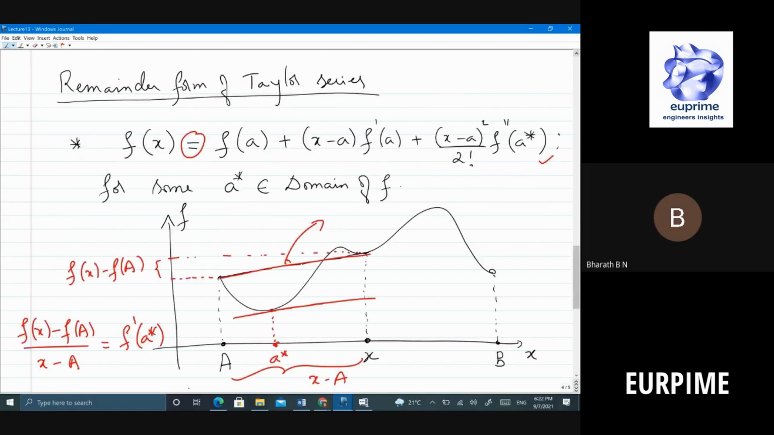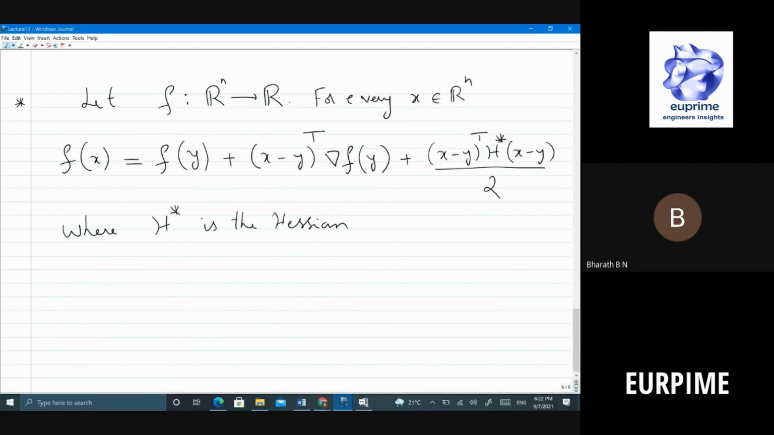So let me go back here. So this is f dash of a star. A star is some point, so I'm going to take the second derivative, evaluate it at a star. What is a star? Nobody knows. I mean, it's some point in the domain of the function. So similarly here, H star is the Hessian evaluated at some, let me call this x star, okay, belonging to the domain of f. Is that fine? So you guys remember this, right? You agree? Is that okay?